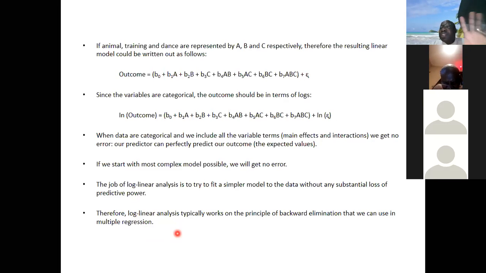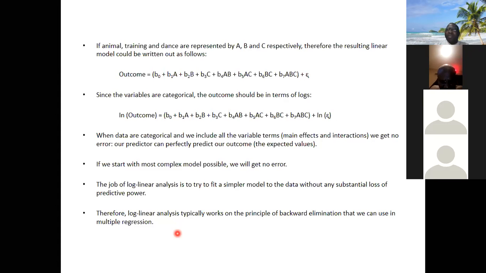But this one uses the principle of the backward. In the sense that in the backward, you load everything, you begin to remove. If you remove any one, and if it doesn't change, maybe if it is linear regression, it doesn't change your R square significantly, that shows that it's not useful. That's why you remove it forever.